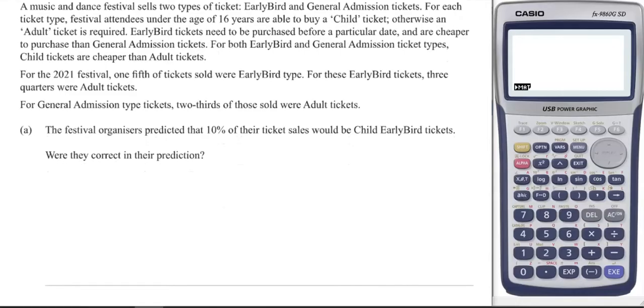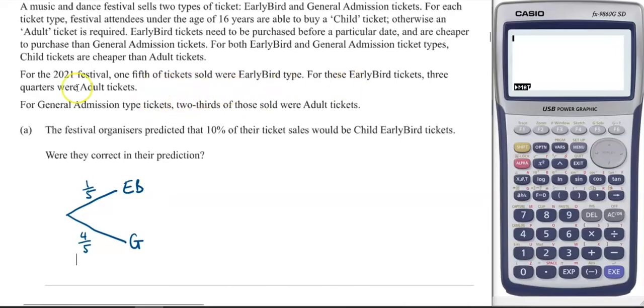Okay, so we've got early bird, general, child, and not child. So the first bit of information we've got is that 1/5 of the tickets sold were early bird. So we've got early bird or general admission. So early bird was 1/5, making general admission 4/5.